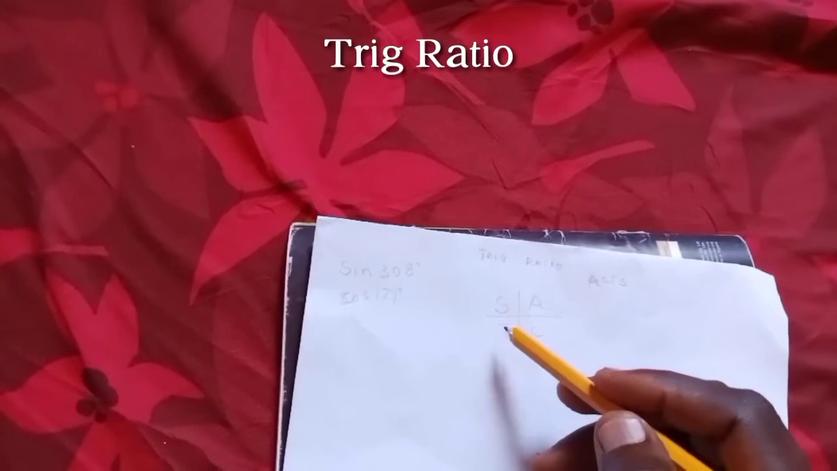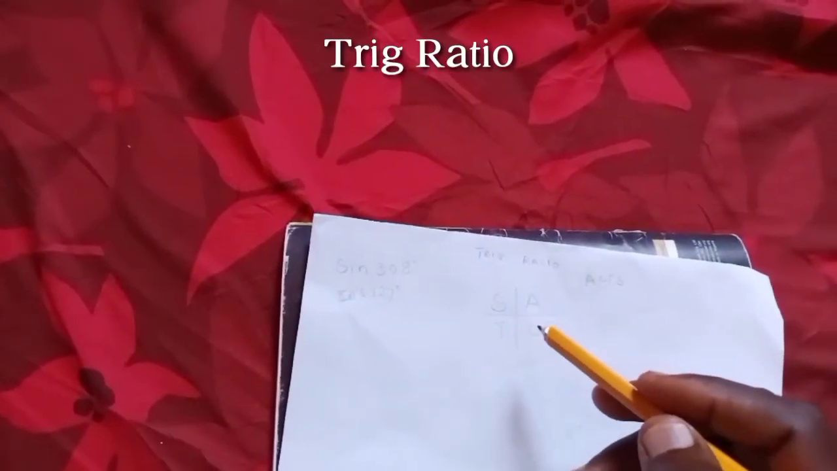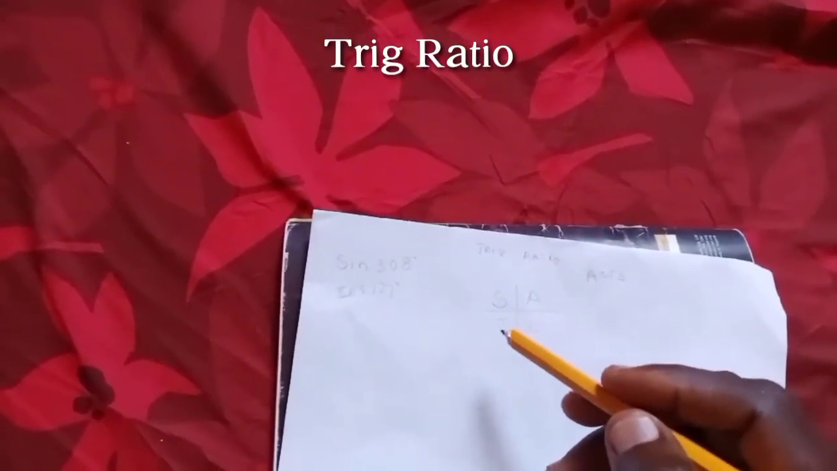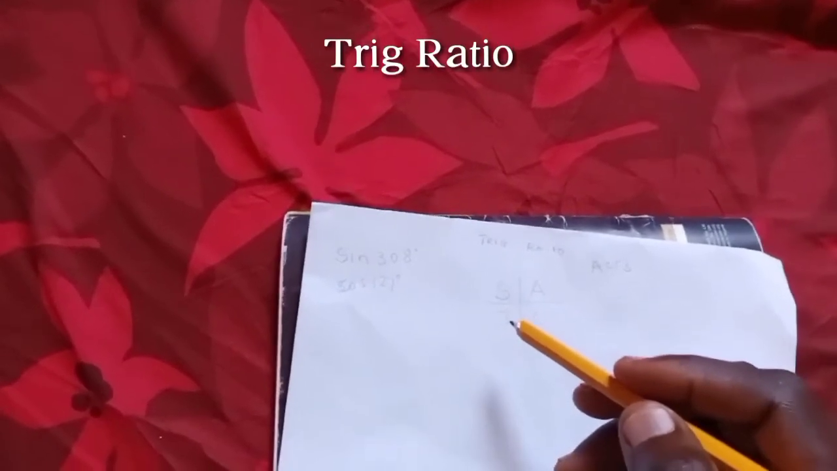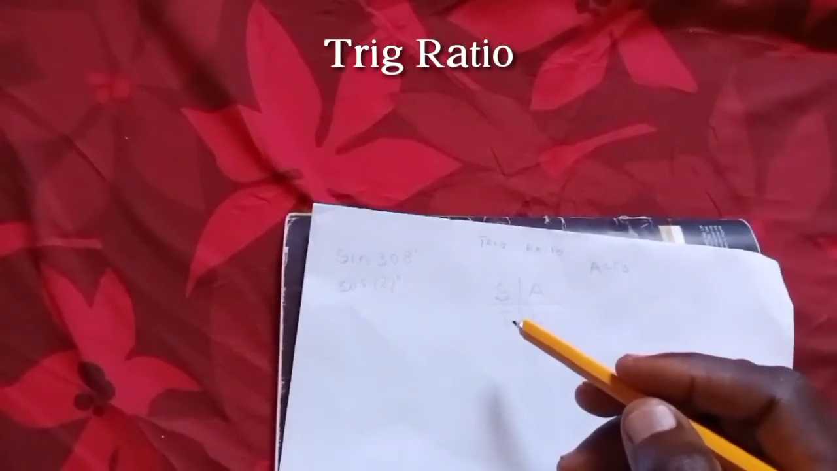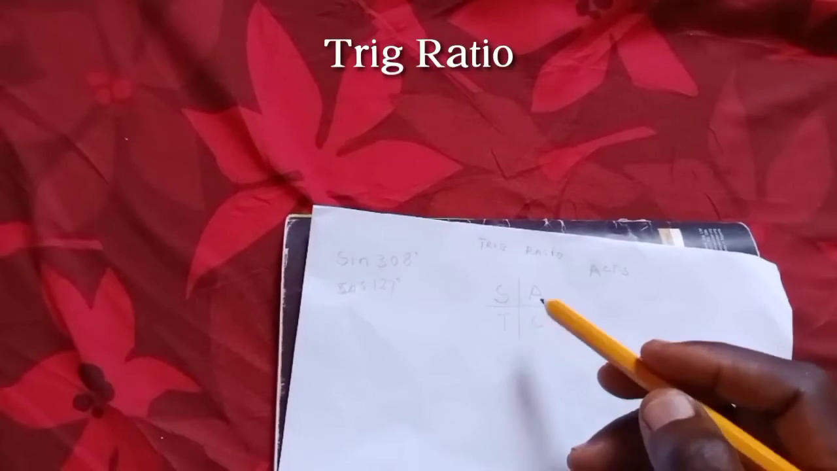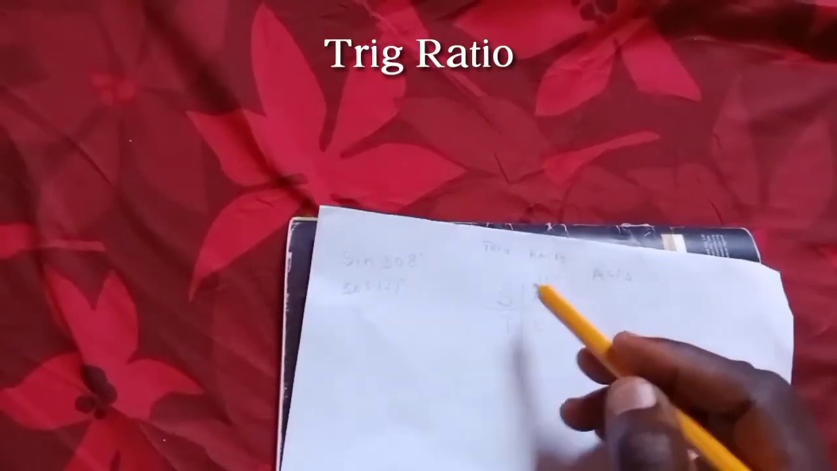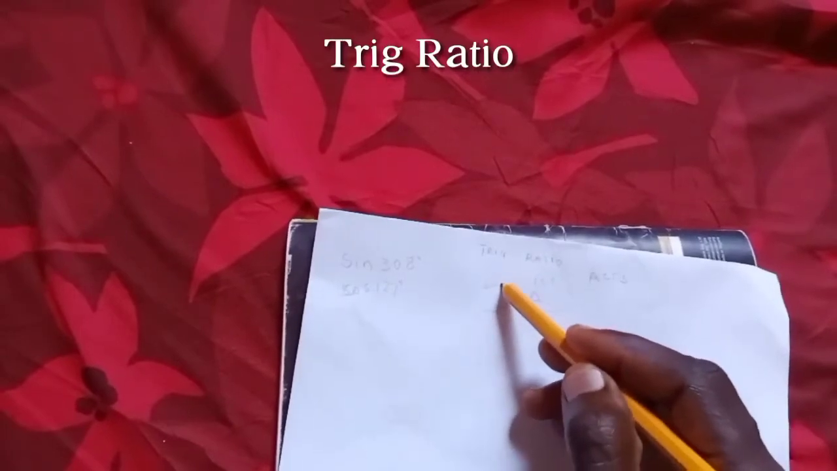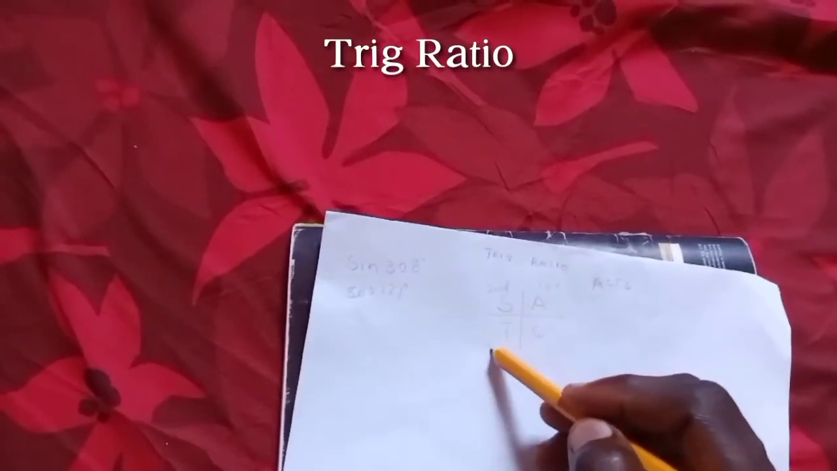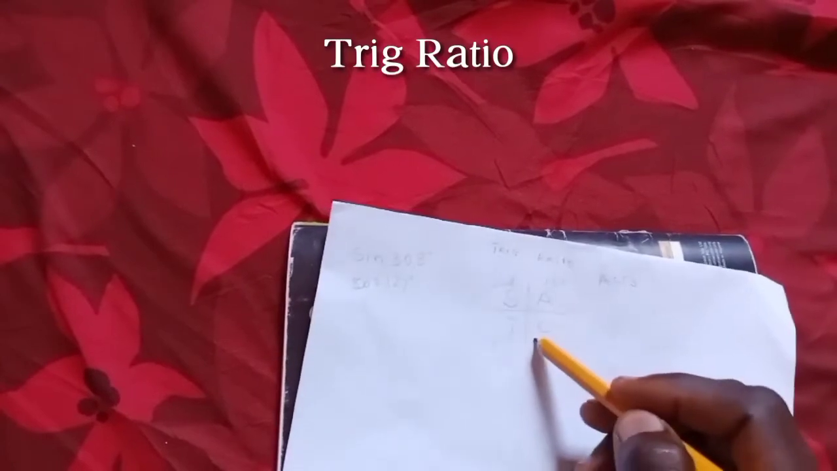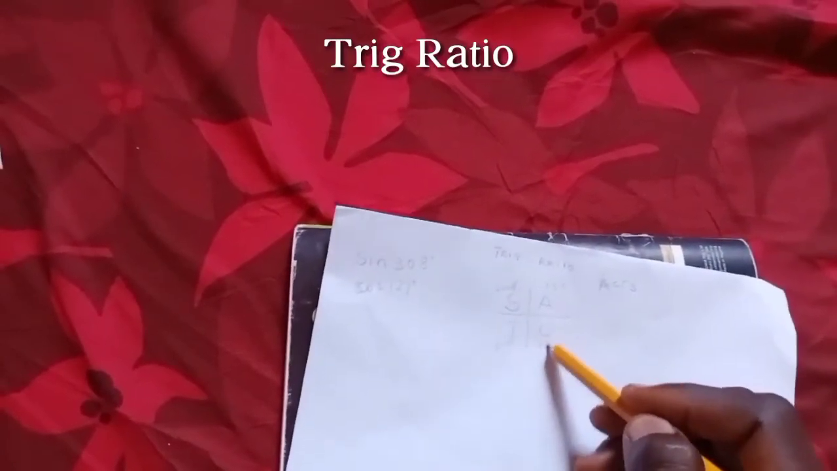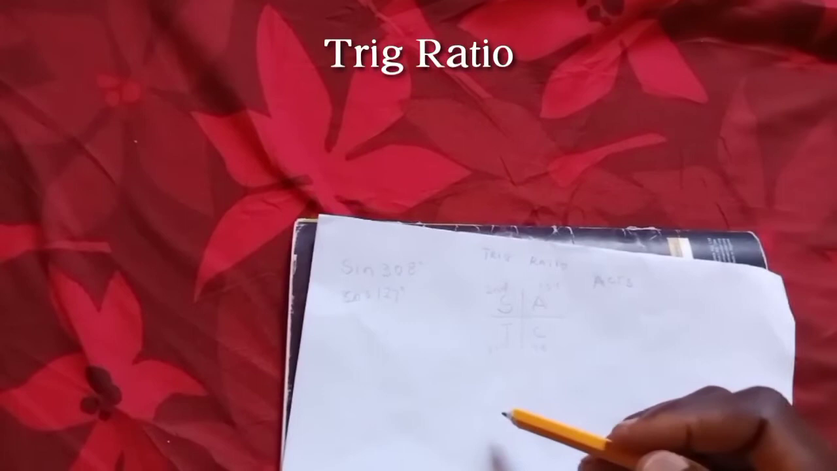So this is actually a quadrant that will help you remember where your sine is positive, where your tan is positive, and where your cos is positive. We call this first quadrant. We call this second quadrant. We call this third quadrant. And lastly, fourth quadrant. All right.